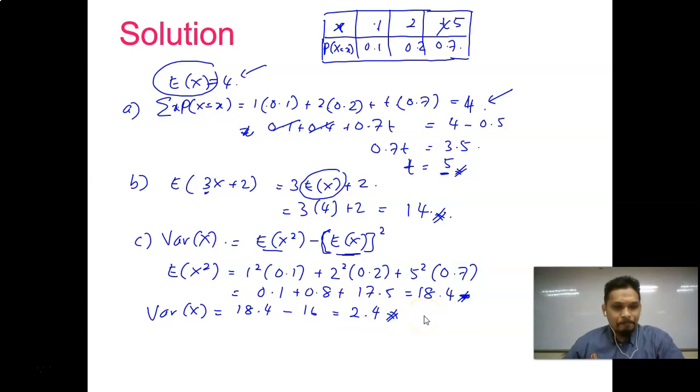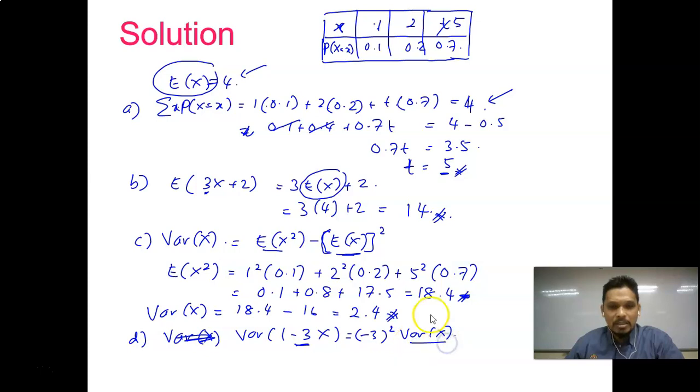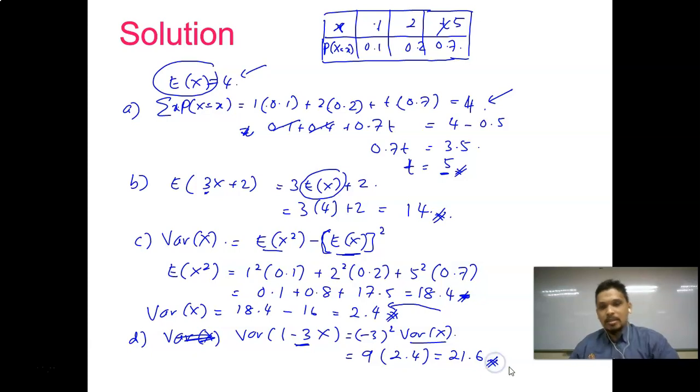Okay, then the third question, D, variance of 1 minus 3x. For this one, the variance of 1 equal to 0, and the variance of negative 3x, take negative 3 squared times the variance of x. The variance of x equal to 2.4. So negative 3 squared equal to 9, and the variance of x is 2.4, equal to 21.6.